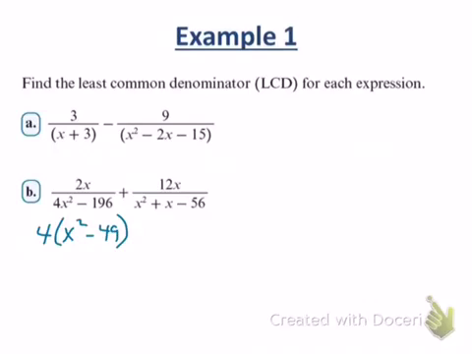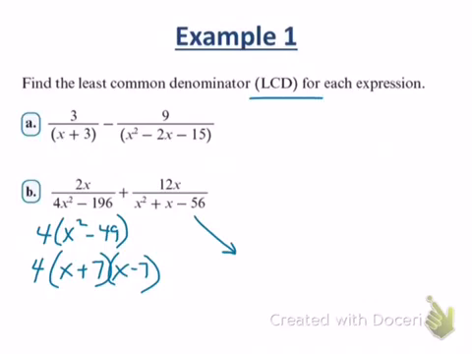Which is a difference of squares, right? What's the factorization of x squared minus 49? X plus 7 times x minus 7 is correct. All right, now this denominator, just working with the denominators here because the directions again say just find the least common denominator. What is the factorization of x squared plus x minus 56? X plus 8, x minus 7. 8 times 7 is 56, and 8 minus 7 is positive 1, so we'll go with 8 and negative 7.